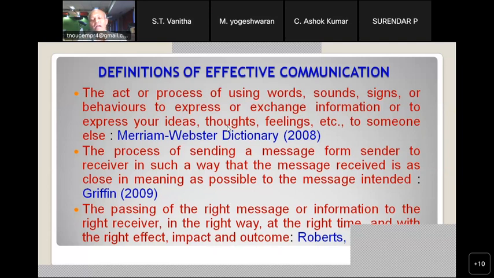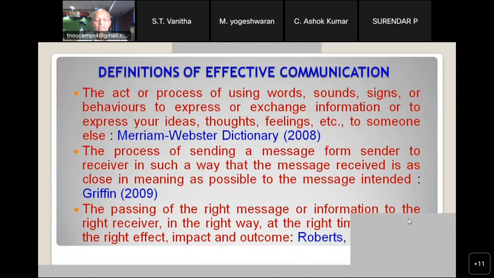See, for example, I am asking you to do something, and if you are not at all responding to it, by your behavior you are saying that you will not do it. The behavior doesn't make any sign or symbol or sound, but at the same time your behavior says that you are not interested to do it. Or exchange of information, or to express your ideas, thoughts, feelings, etc. to someone else. That is called communication.